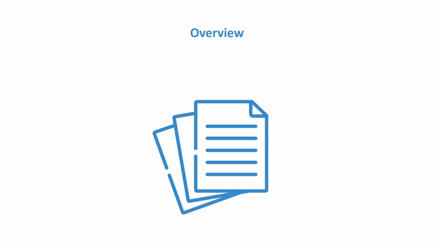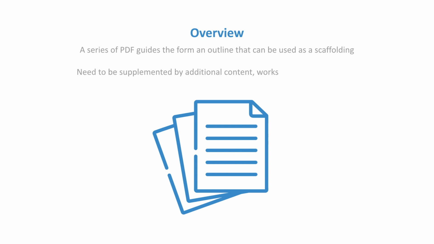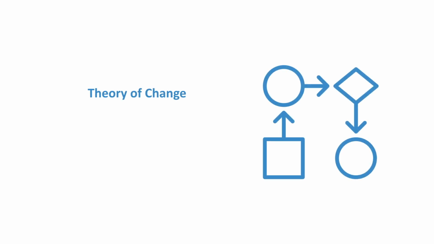So in a concrete form, this is a series of about 20 PDF guides. So it's a scaffolding that needs to be supplemented with additional content, worksheets, and facilitation. And all good system change initiatives should have a theory of change. A theory of change is the overarching model of how change happens and how you're going to make it happen. So these guides are also tied together with an overall theory of change that links them all together.